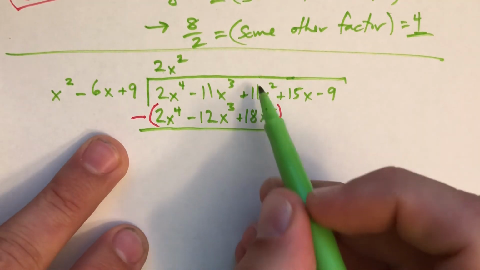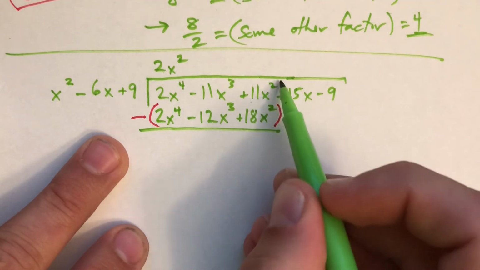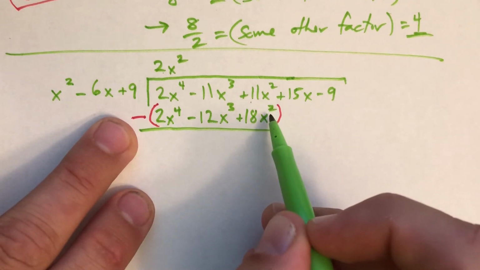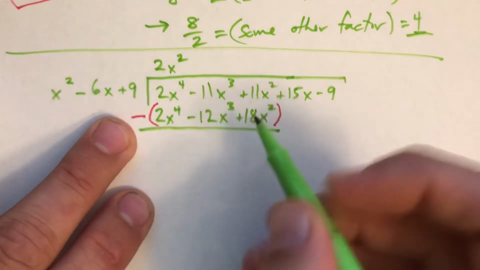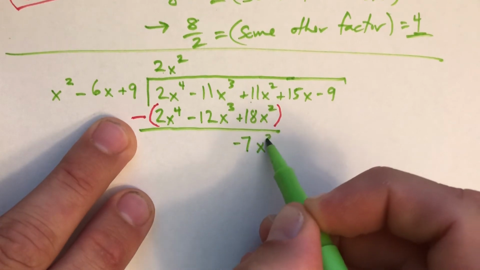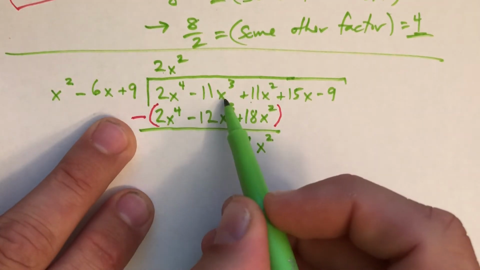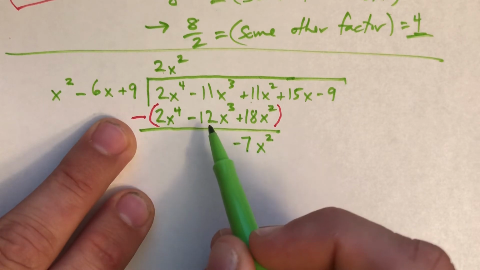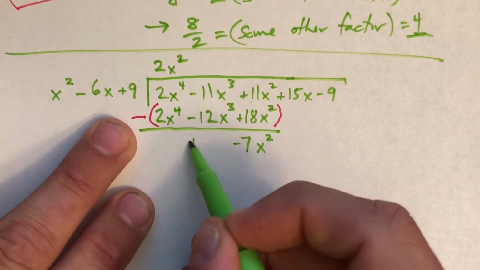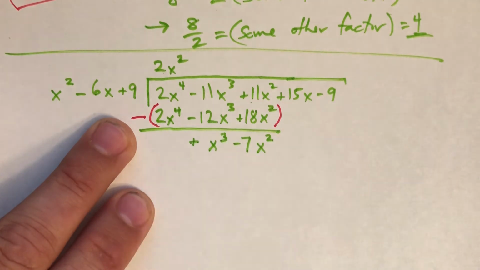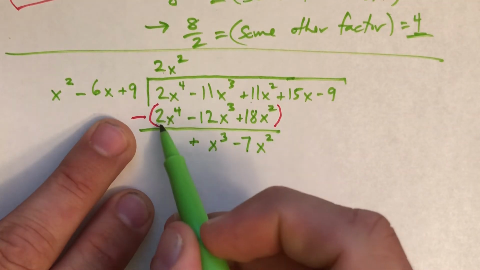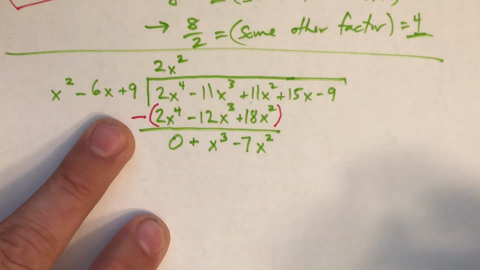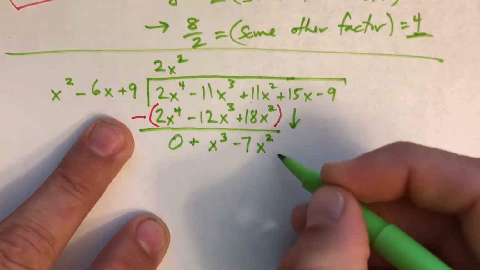So I'm doing, here we go. So 11x squared minus 18x squared. That's going to give us negative 7x squared. Negative 11x cubed minus negative 12x cubed. That's going to be plus 12, so that's plus x cubed. And then 2x to the 4 minus 2x to the 4, that's 0. Okay, now we're going to bring down our 15x.